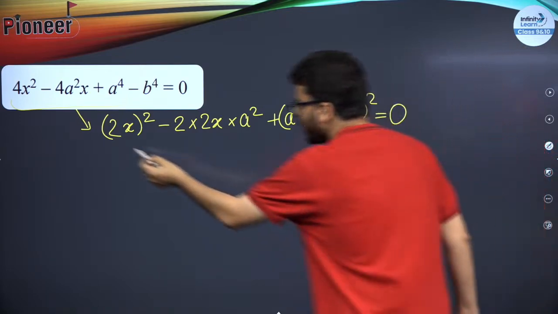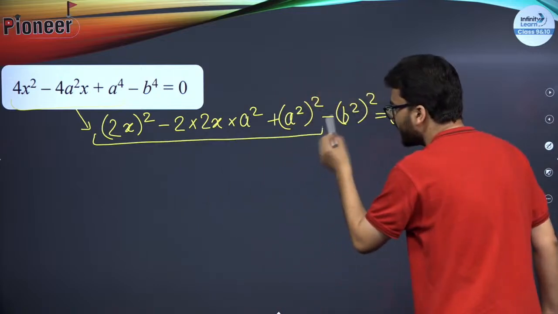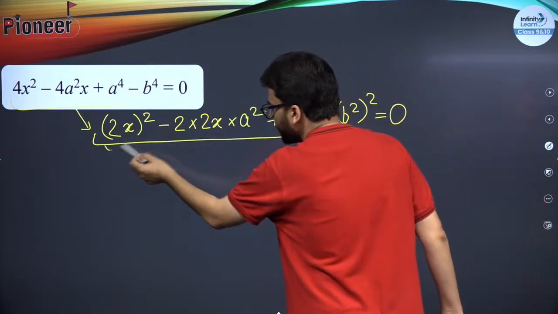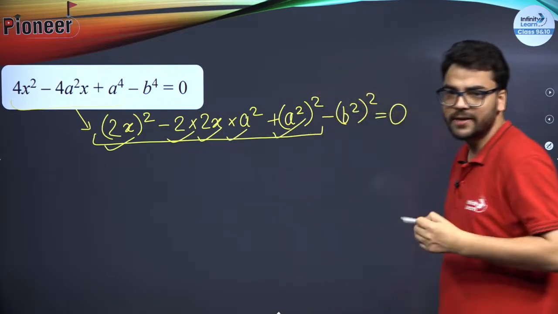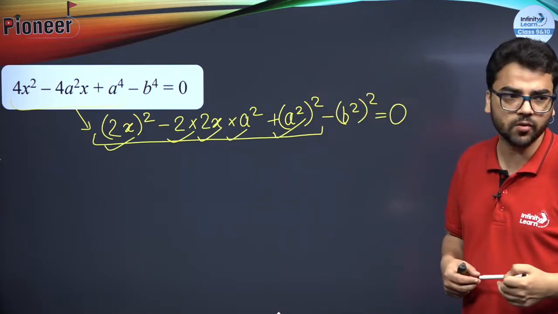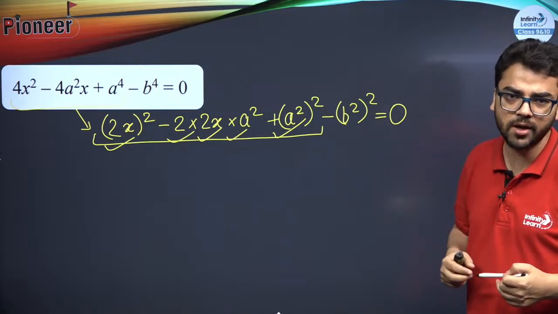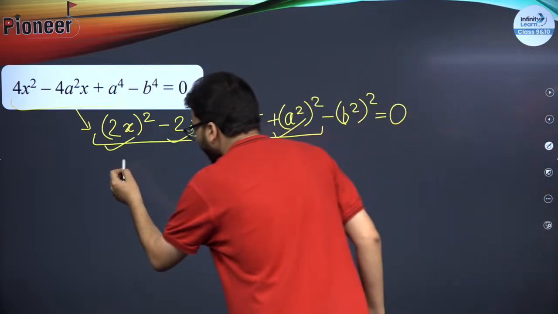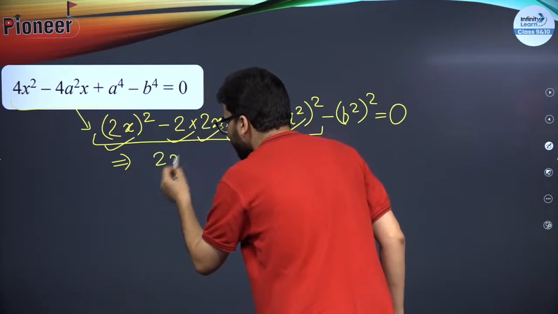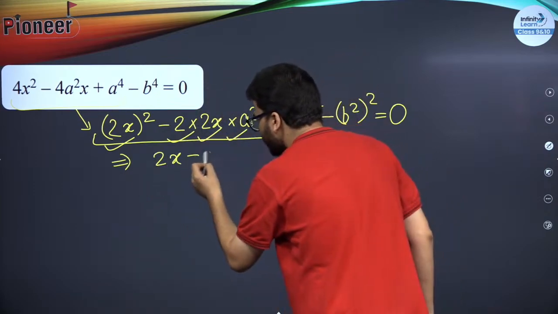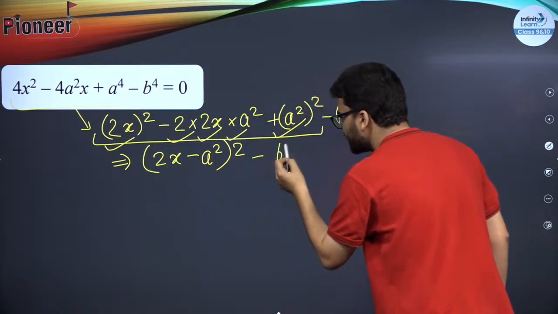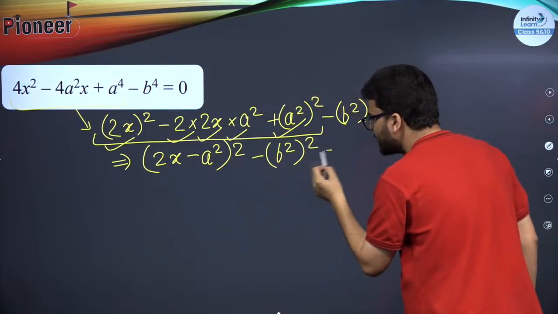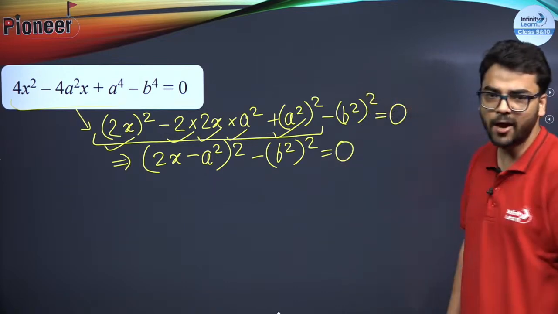So you see over here that this thing is of the same form. It is of the form p square minus 2pq plus q square. So it will be p minus q the whole square, right? So I can say it will be 2x minus a square the whole square, right? And over here it is b square the whole square, and that is equal to 0 over here. I hope it is clear.